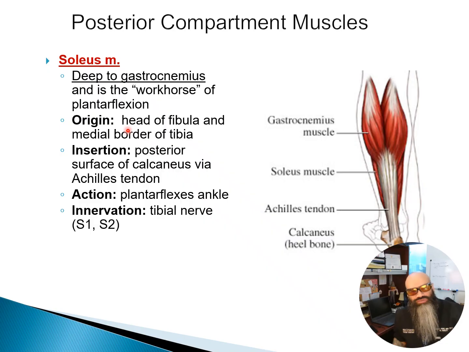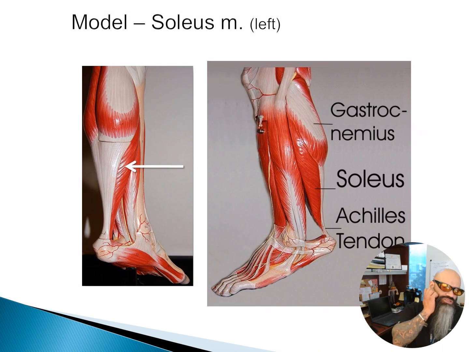So the soleus originates from the head of the fibula and the medial border of the tibia. So you just say head of fibula, and medial tibia. It inserts into the Achilles tendon on the calcaneus, helps to plantar flex, and is innervated by the tibial nerve, S1, S2 nerve roots.